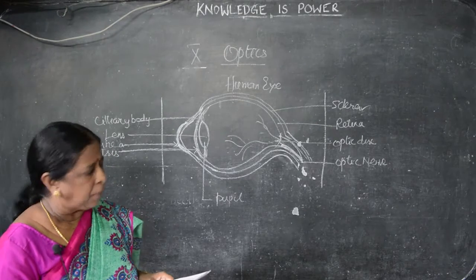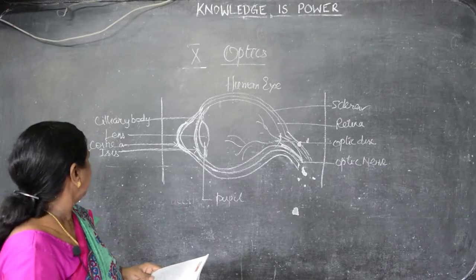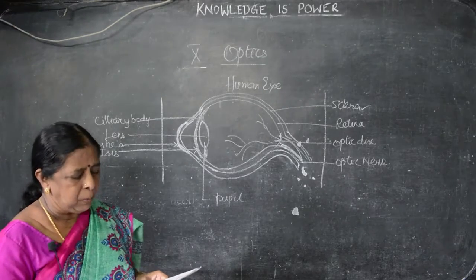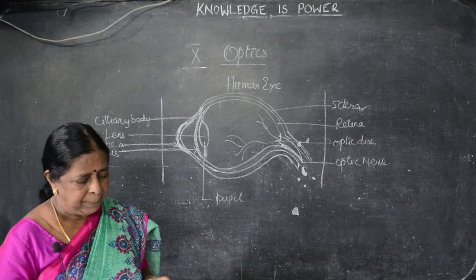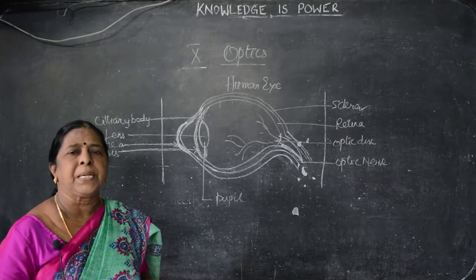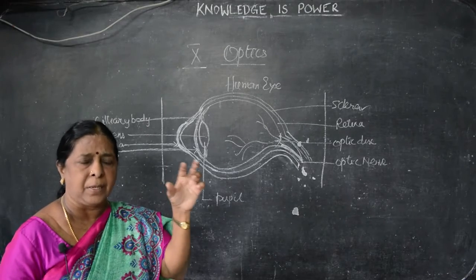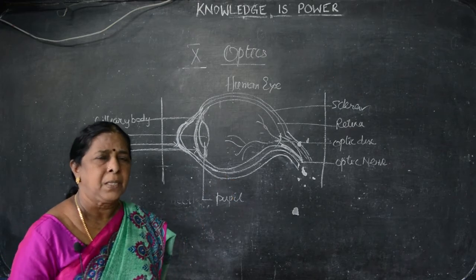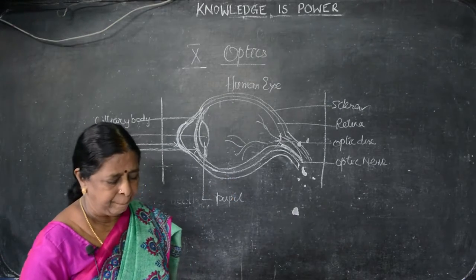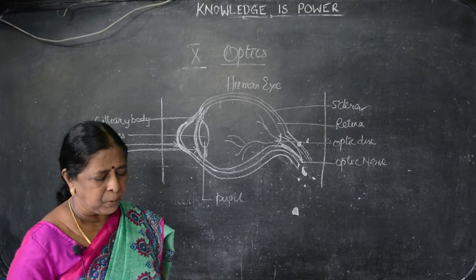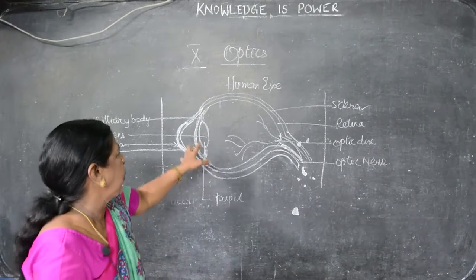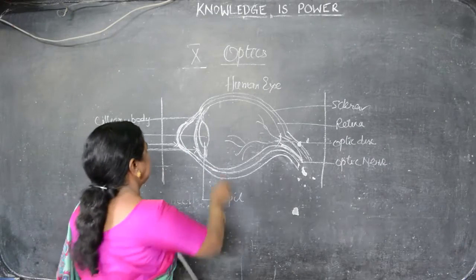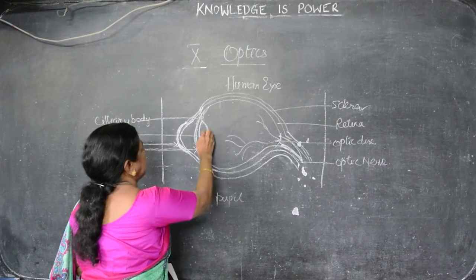Iris is the colored part of the eye. It may be blue, brown, green, any color. Every person has a unique color; Indians have one eye color and Americans have another. The eye color depends upon their nativity. Light enters like in a camera, where a small hole called the aperture is there. This is in the cornea, and through that the light enters.